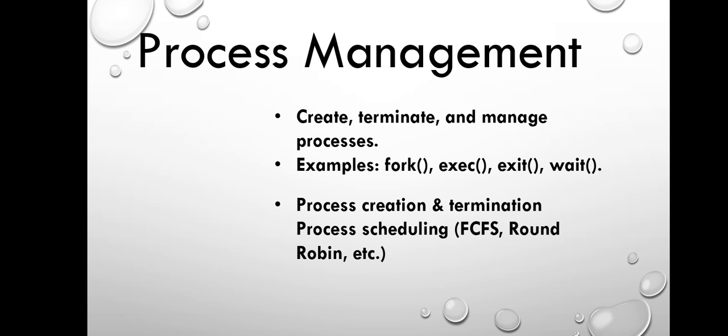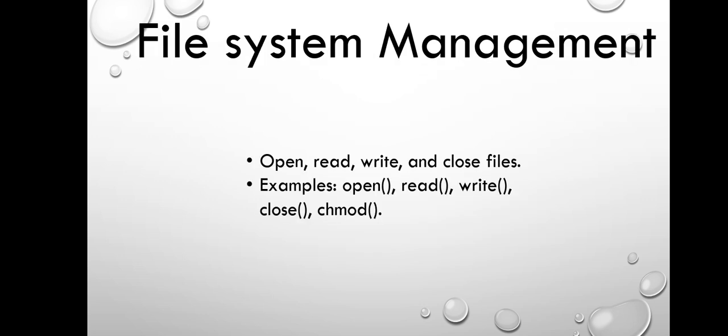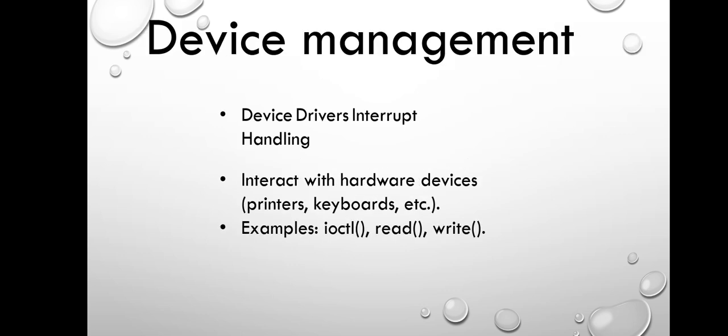Next we see process management. This is one of the functions of kernel: create, terminate and manage the processes. Examples: fork, exec, exit, wait, these methods. Next we see file system management. Here the mainly used functions are open, read, write and close the files.